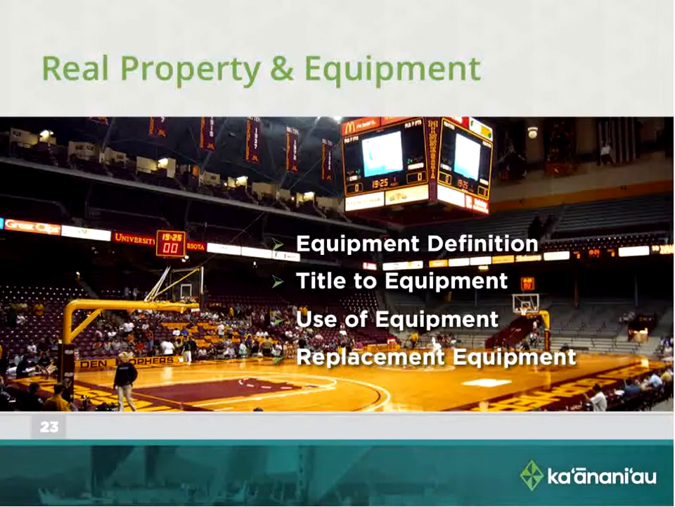Okay, let's talk about property and equipment. You can see throughout the stadium that there's lots of equipment. Equipment is defined as a single item that costs $5,000 or more, is non-expendable, and has a useful life of more than 1 year. That's equipment, all right? Now, if your own organization has a lower threshold, like say $1,000, they will respect that, but the maximum it can be is $5,000.